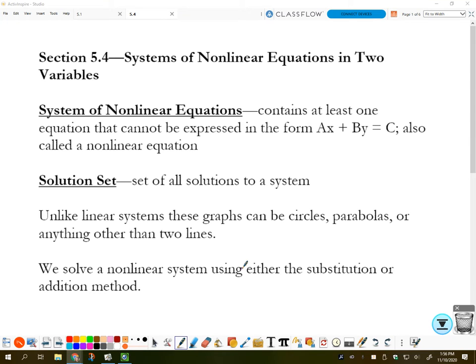Right, so section 5.4, and yes, we skipped section 5.3. On 5.4, we have systems of non-linear equations, and these are only going to be in two variables. What's not so good about them is that they have things other than lines, so they may intersect more than just once. They could intersect twice, they could intersect 4 times. And you have to solve quadratics along the way.